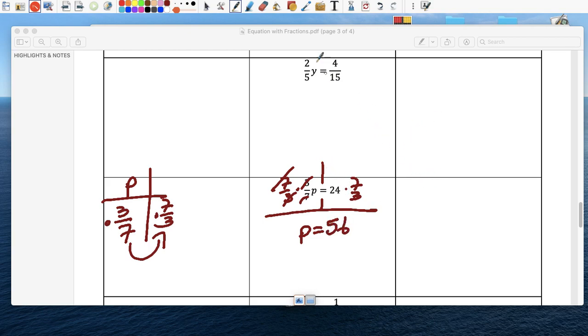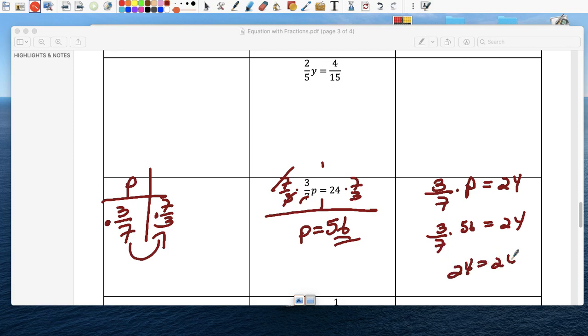Then we're going to check. It says 3/7 times p, a number that I don't know, is 24. 3/7 of p, which I just found, is 56, equals 24. Is that true? Oh yeah, it is.